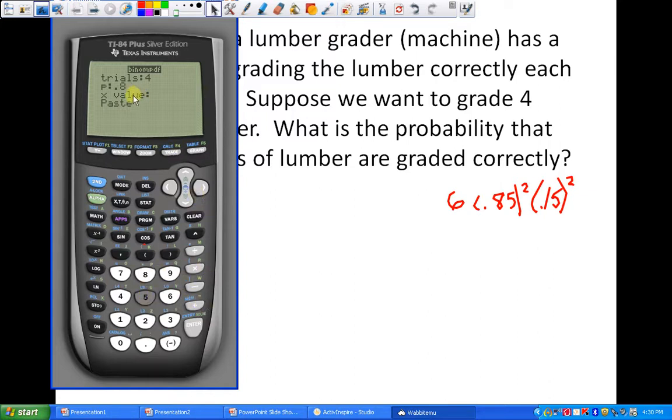And our X value is how many successes you're trying to find. We're trying to find the probability of getting exactly 2 successes. So if we paste that and hit enter, notice we get the same thing that we did when we did it by hand. So there's a built-in formula for getting a binomial probability. It's called binomial PDF.